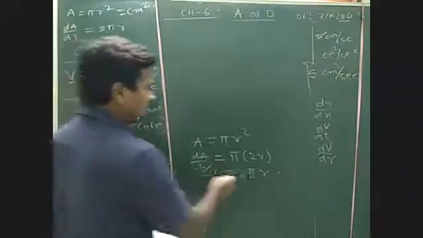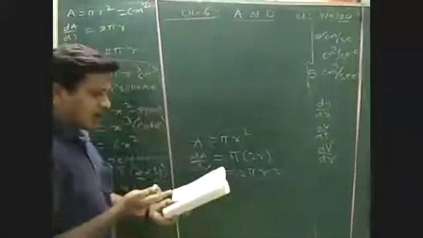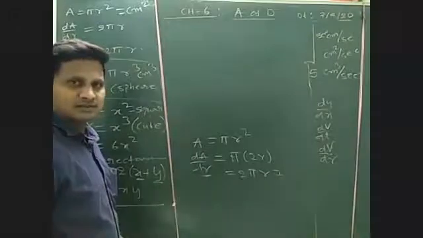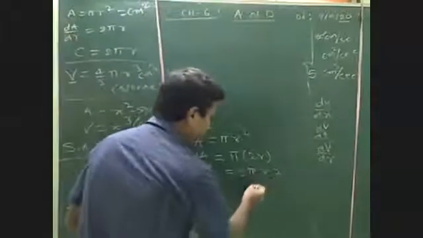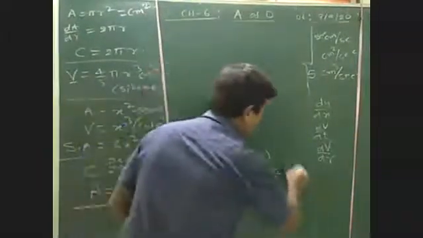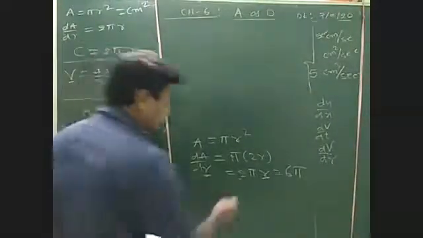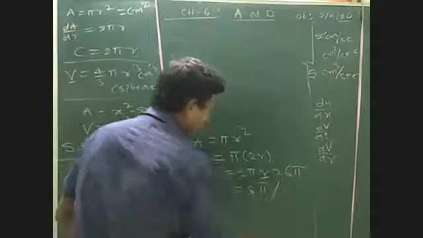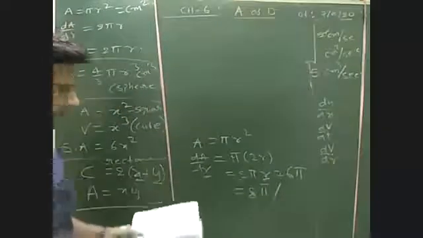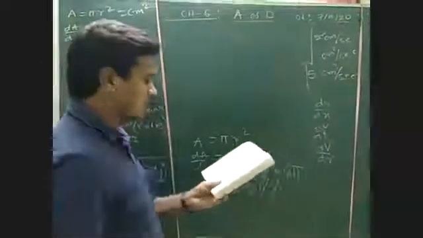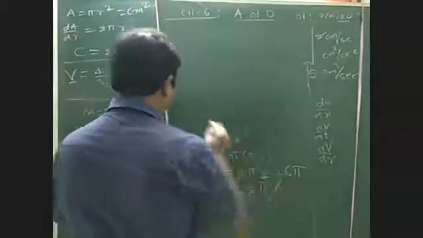So dA by dr: in the first subdivision, r value is 3 centimeters. Okay, what is the r value? 3 centimeters means 3 into 2 pi, 6 pi is the answer. Second one is r is equal to 4 centimeters. That is 8 pi, the second answer. Okay, in the question, find the rate of change of area of the circle.